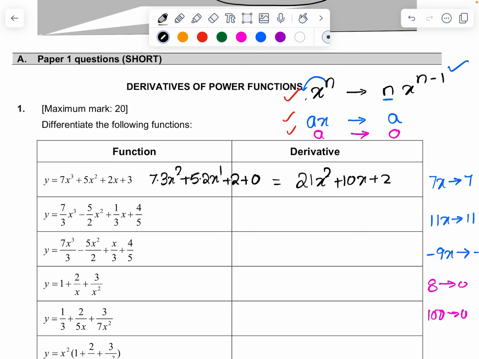The same is the case for this one. What should I do? 7 upon 3 times 3x to the power of 2, minus 5 upon 2 times 2x to the power of 1, plus 1 upon 3, plus 0. So the 3 cancels, and it becomes 7x squared. The 2 gets cancelled, so it becomes negative 5x plus 1 upon 3.